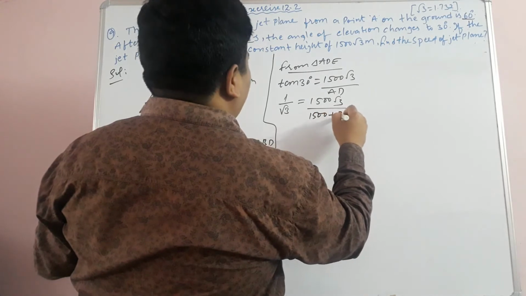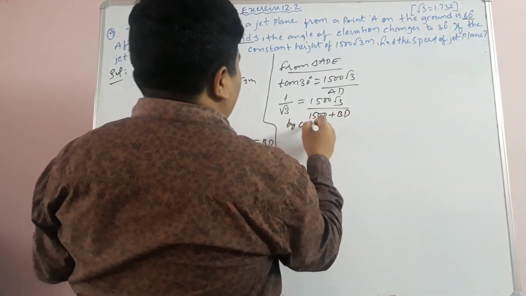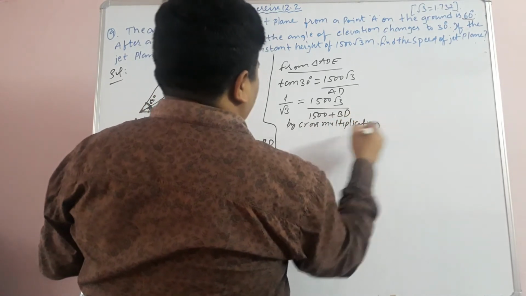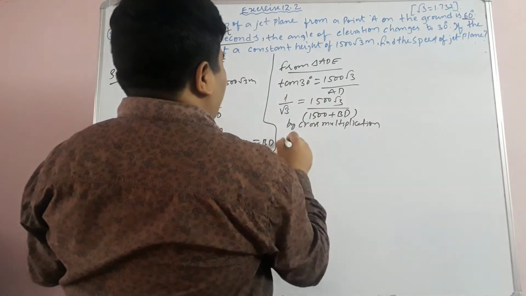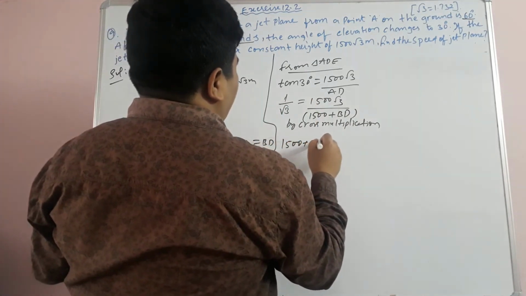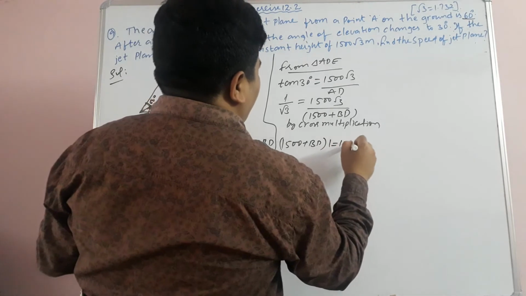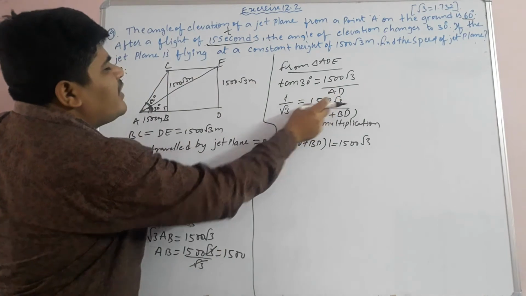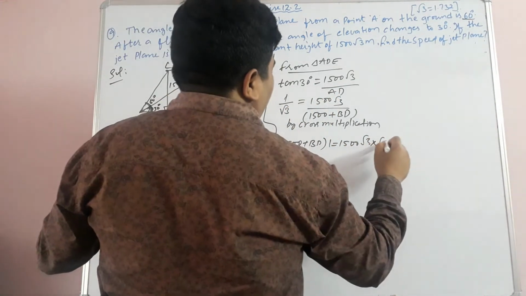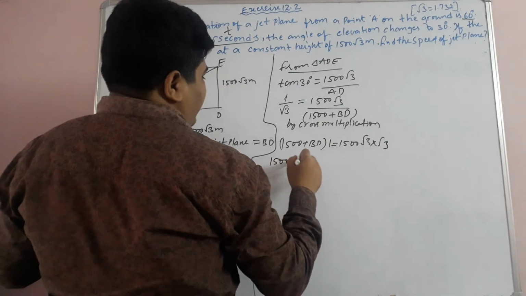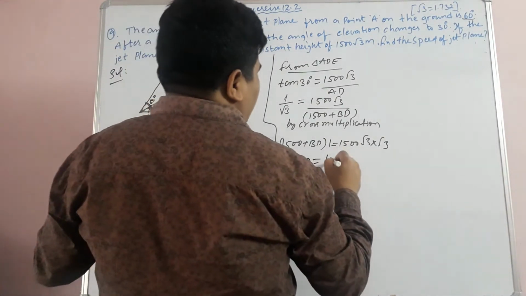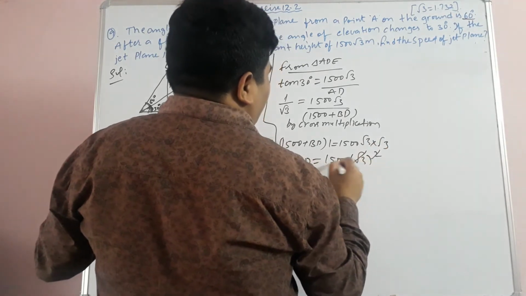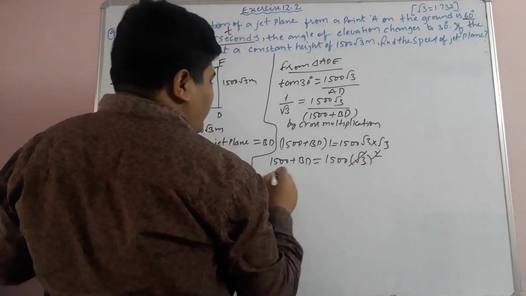So children, again by cross multiplication, what we will get? 1500 plus BD into 1 is equal to 1500 root 3 into root 3. So now 1500 plus BD is equal to 1500 into root 3 into root 3, root 3 square. Root 3 square means the square root cancels, and 1500 3s are 4500 meters.